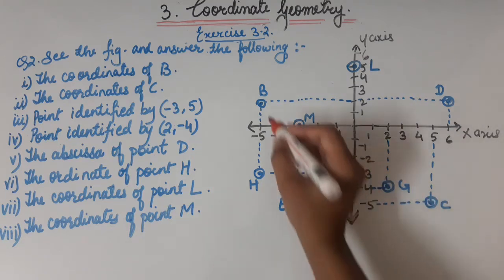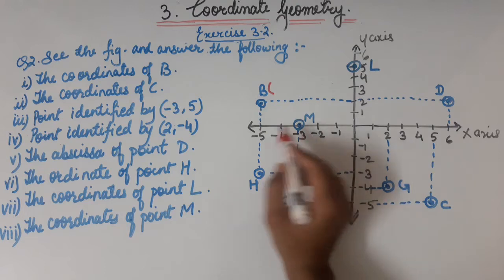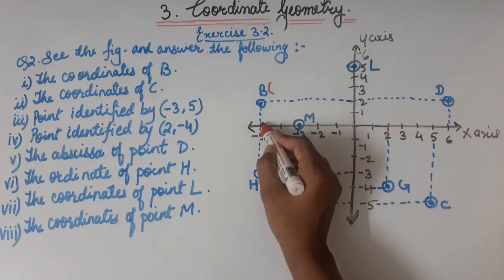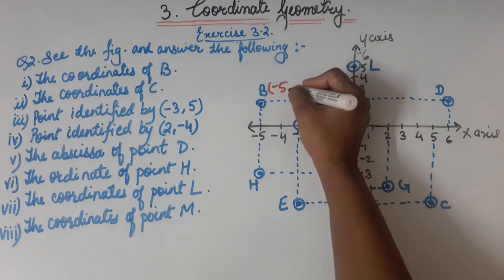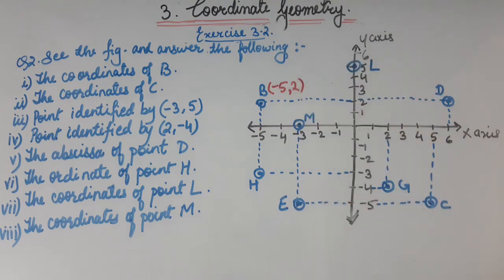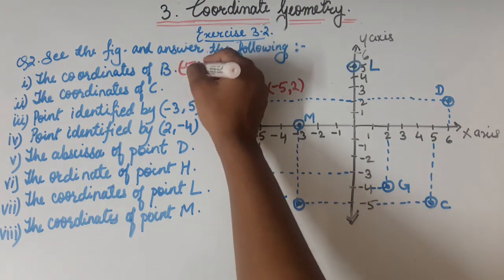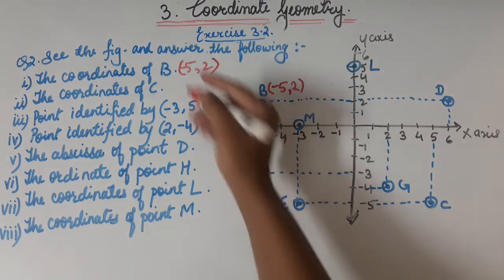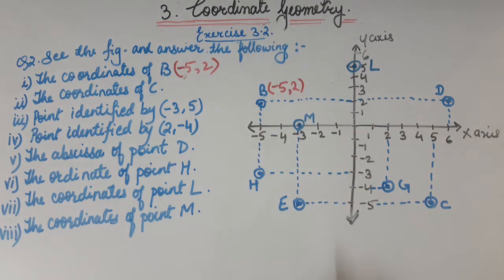Let us see where point B is. This is your point B, right? Now we write it as x comma y, x coordinate comma y coordinate. On the x-axis, the x coordinate of B is -5, and on the y-axis it is at 2. So the coordinates of B are -5 comma 2.